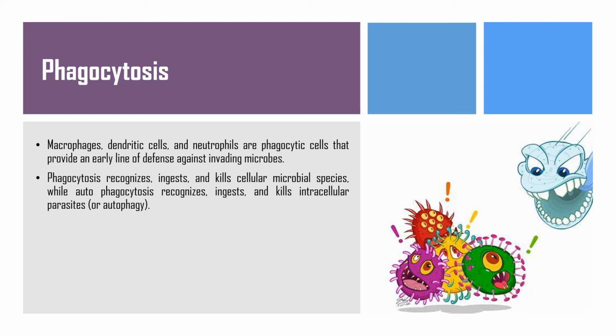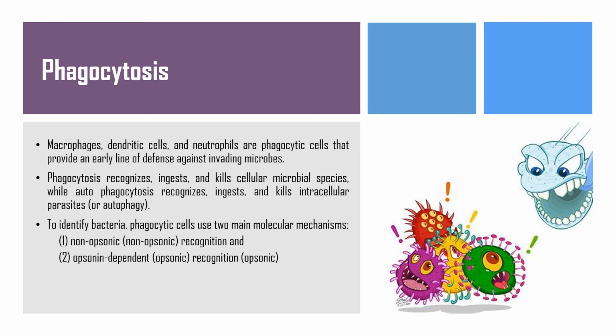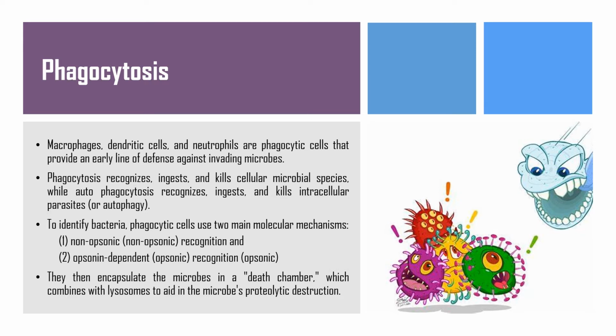autophagocytosis. Phagocytic cells use two basic molecular mechanisms to recognize microorganisms. The first one is opsonin independent or non-opsonic recognition, and the second one is opsonin dependent or opsonic recognition. They then encase the microorganism within a killing chamber which unites with lysosome to facilitate proteolytic degradation of microbes.